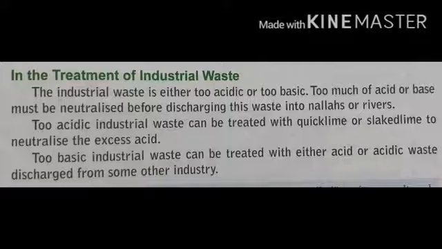Now, in the treatment of industrial waste, the industrial waste is either too acidic or too basic. Too much of acid or base must be neutralized before discharging this waste into the rivers. Too acidic industrial waste can be treated with quicklime or slaked lime to neutralize the excess acid. Too basic industrial waste can be treated with either acid or acidic waste discharged from some other industries.